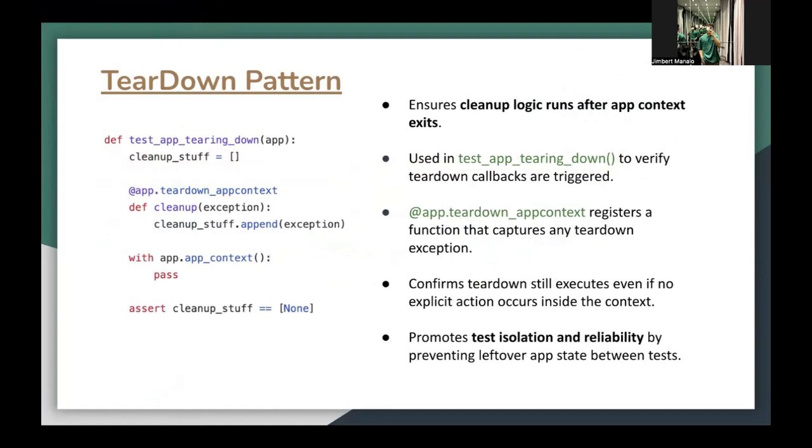First, we create a list, cleanup stuff, to track if the teardown function runs. Inside the test, we define a cleanup function that appends the exception, if any, to that list. After entering and exiting the app context, we assert the cleanup stuff equals none, confirming the teardown ran and there was no error.